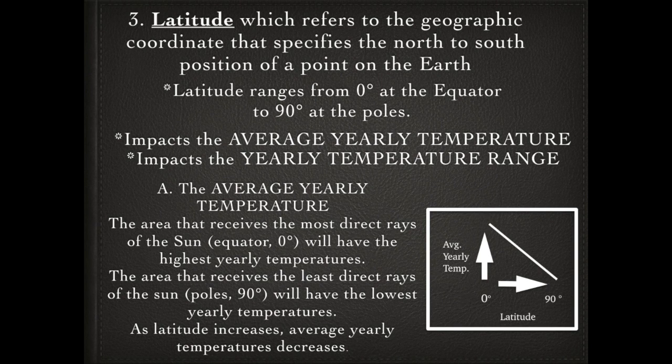Closer to zero, higher temperature, so the line is high. Closer to 90 degrees, the line is low, lower temperature.